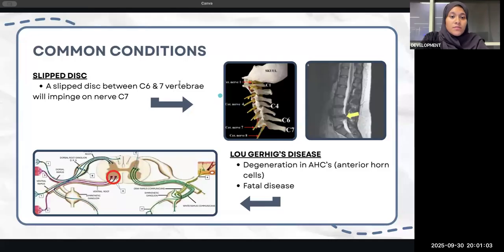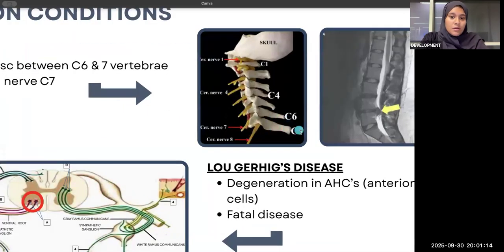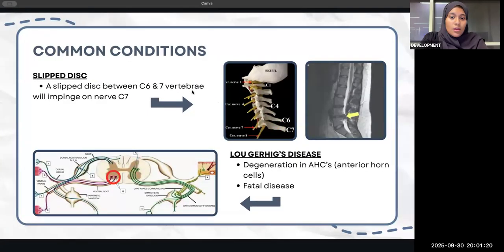Yeah, the one between C7 and C8, actually there's no C8. The one between C7 and T1 is C8, but I was talking about C6 and C7. The one between them is C7. Okay, and for the okay, done.